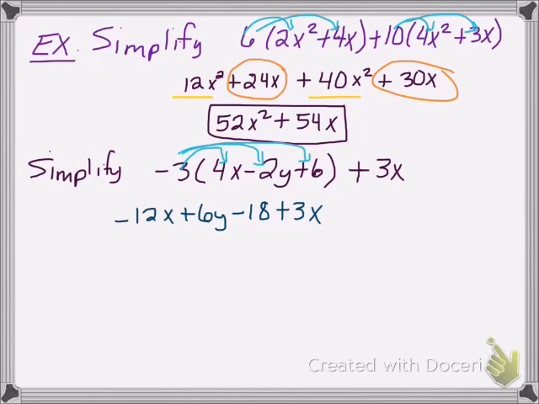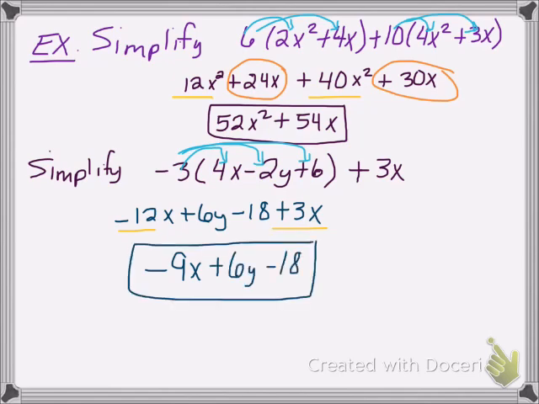So after you distribute, look to see if you can simplify. In this case, we can simplify the negative 12x and the 3x, which gives us a negative 9x. And everything else, we just bring it down. And there's one more last example.